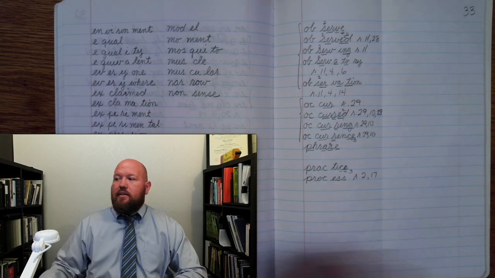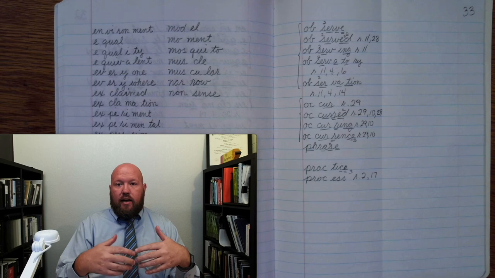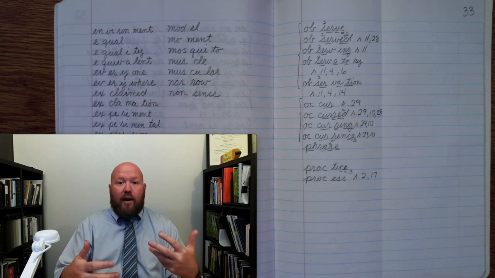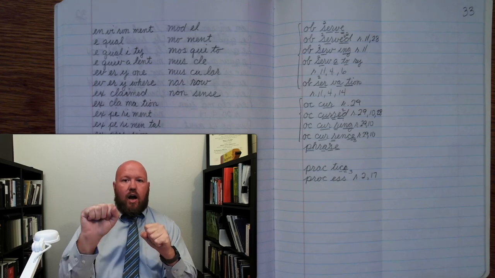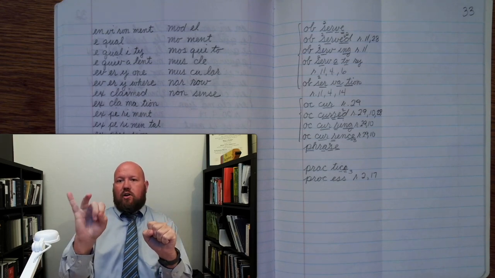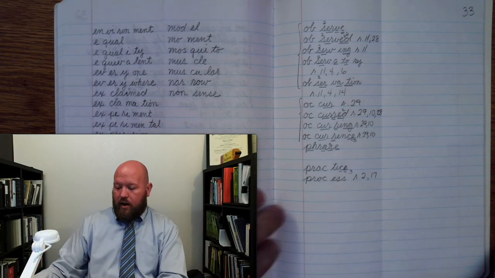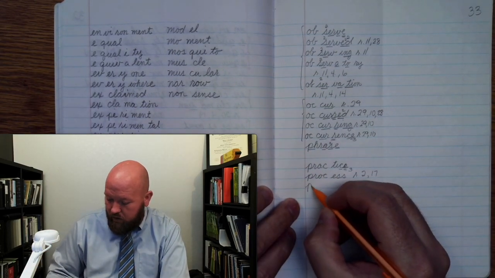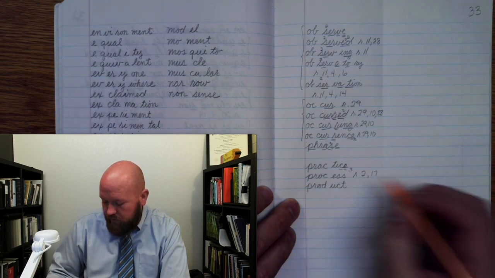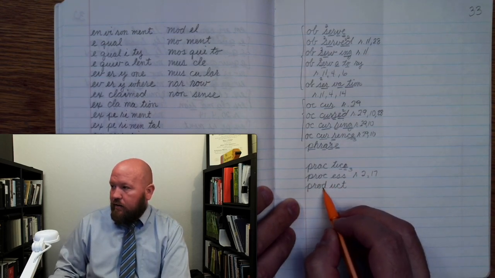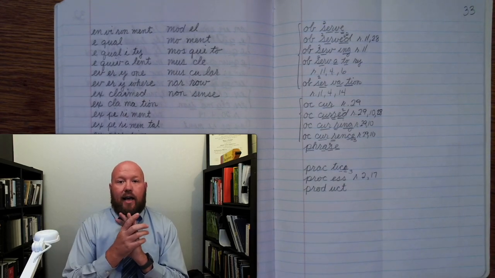The next word is product. So product is something that you make. So a company that produces shoes, that's their product, okay? Product, base word product. Prod. Uct. Product.